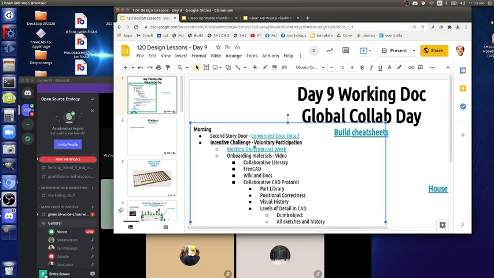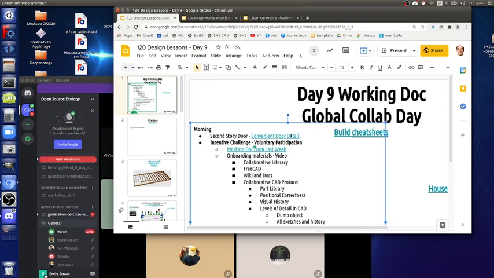You really have to do that because then the next person will have that resource, as opposed to trying to figure out what it is in the CAD, whether they can even open the CAD, or even find the CAD. So I'm doing that in Google Slides. There's a link to it on the convenient door detail, the first link in today's doc.